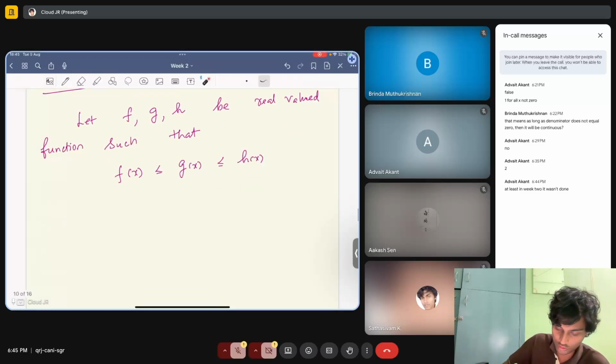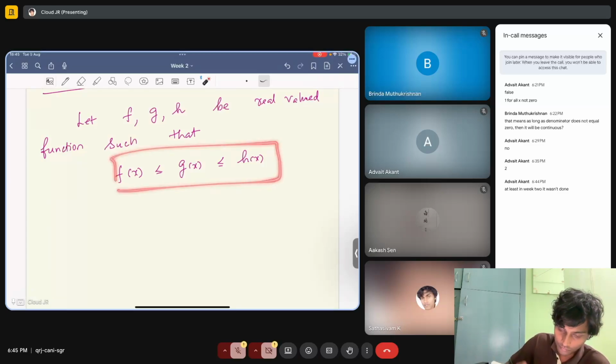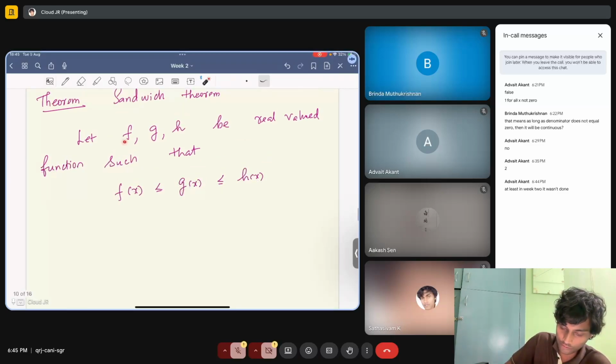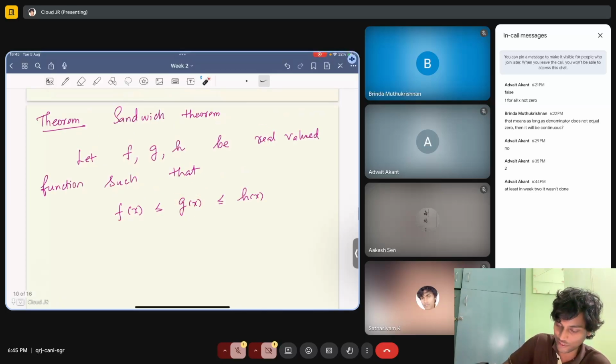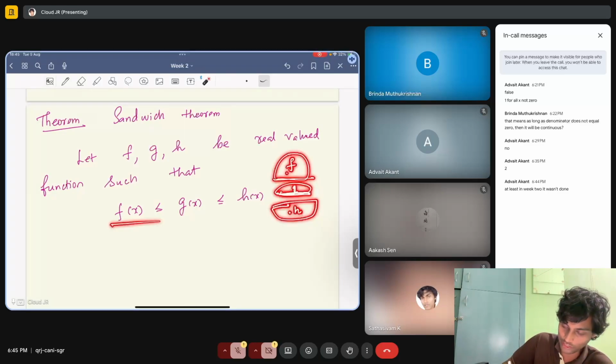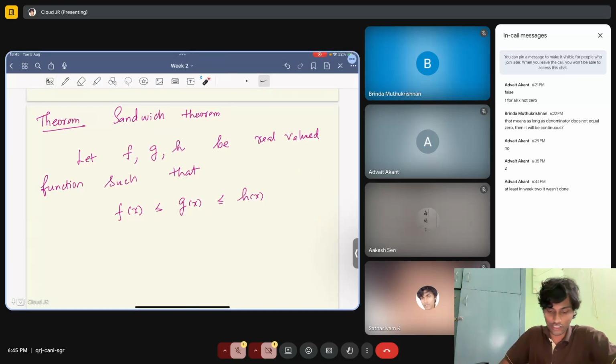So let's use it here. I have 3 functions f, g, and h such that, if you look at a sandwich, there is a bun and there is something inside, depending on your choice, and there is another bun. You can see it as f, g, and h, and this g is sandwiched between f and h. The same kind of thing is going on here, so that's why it's called the sandwich theorem.